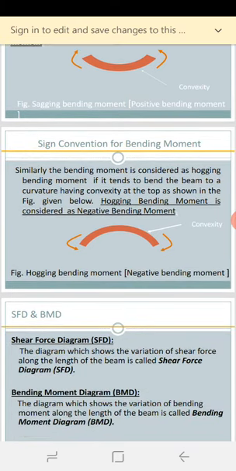Similarly, the bending moment is considered a hogging bending moment if it tends to bend the beam to a curvature having convexity at the top, as shown in the figure given below. Hogging bending moment is considered a negative bending moment. So this kind of curvature is treated as negative.